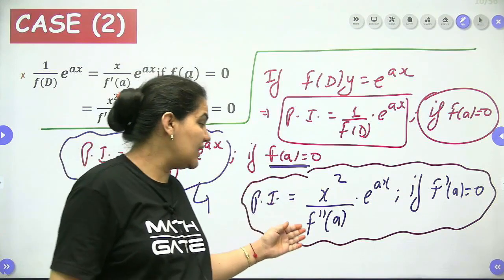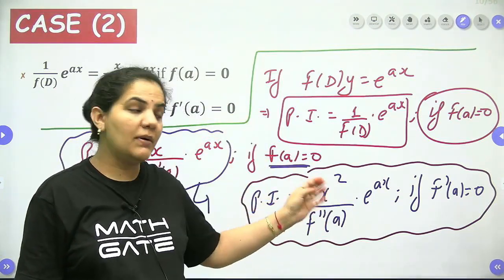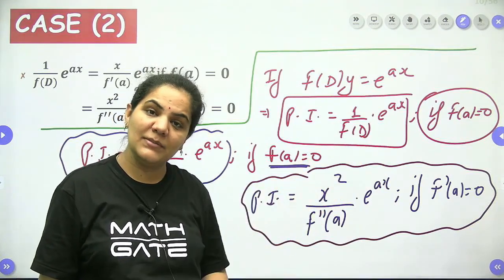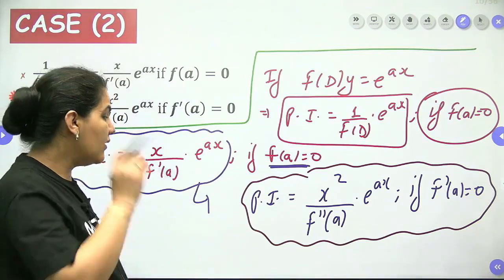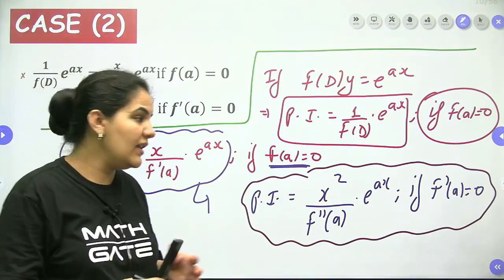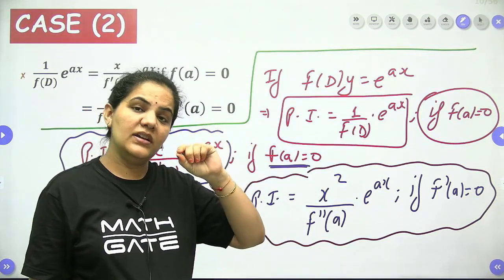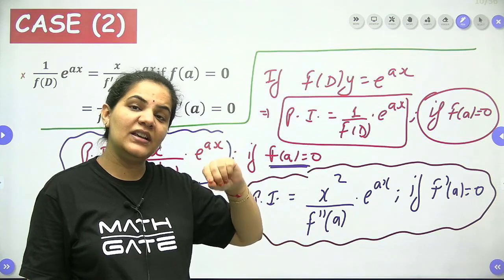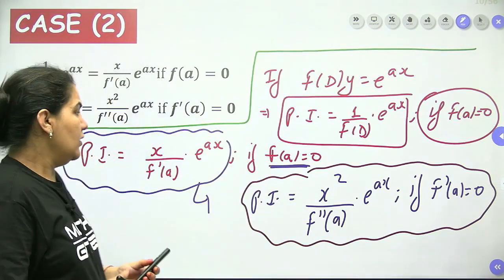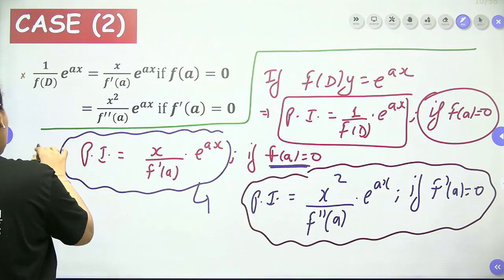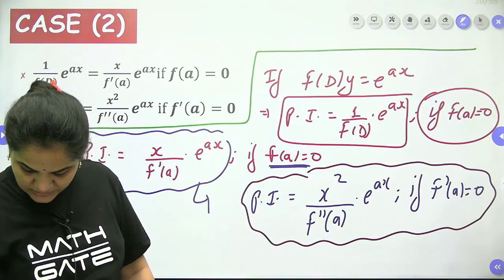Suppose if f double dash a is also 0, then we go for x cube by f triple dash a into e to the power ax. In that case, f double dash a will be equal to 0. Clear? So here f of a, f dash a, or f double dash a is nothing but the substitution where we replace D by a in the given equation. It's a simple thing to approach. This is case number 2, and it's simple, dear students. Let's discuss an example based on this.